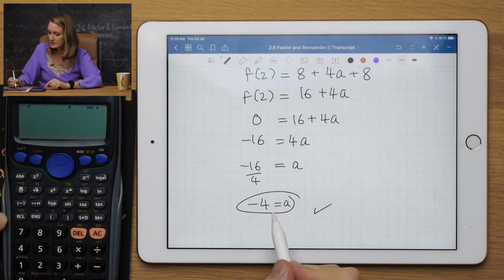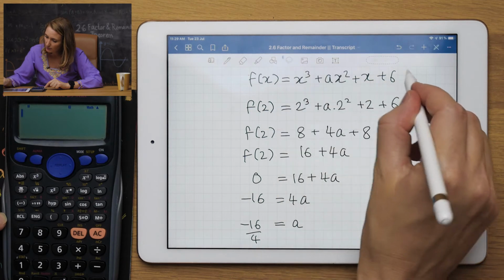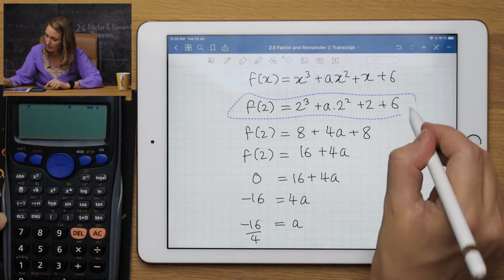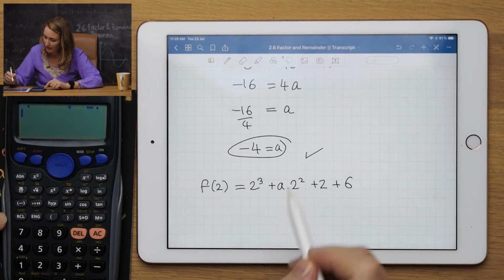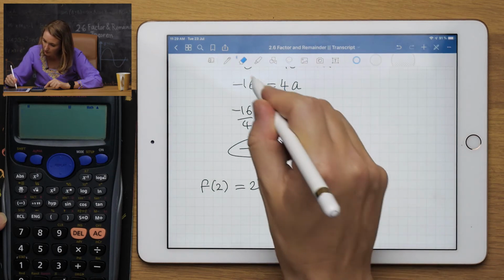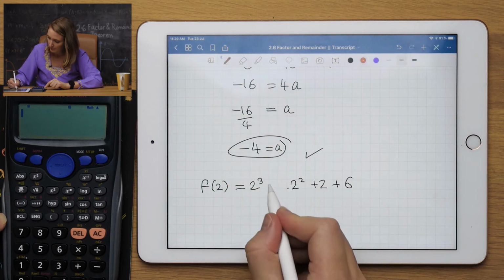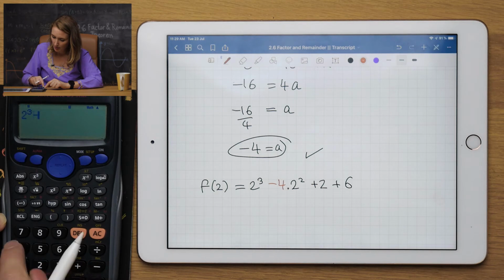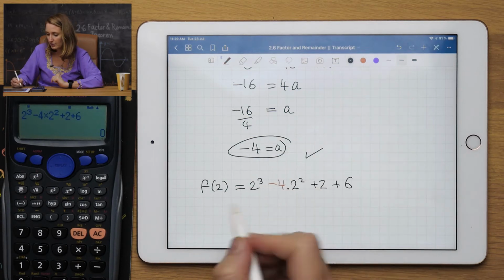Okay, you can substitute back a here into the original equation and just double check this if you want. So we know here, or we can even use this line better, that if a is minus 4, so minus 4 would go there. So 2 cubed minus 4 times 2 squared plus 2 plus 6, that should be equal to 0 if we've done everything correctly.